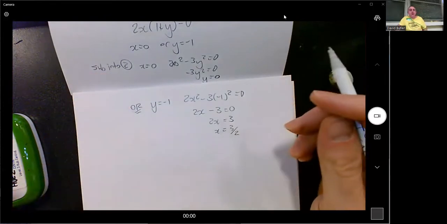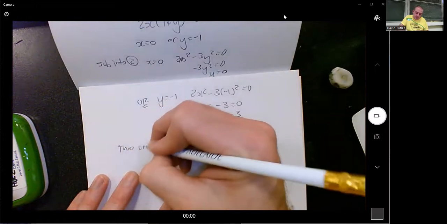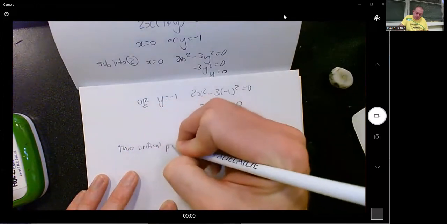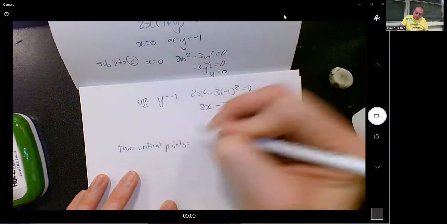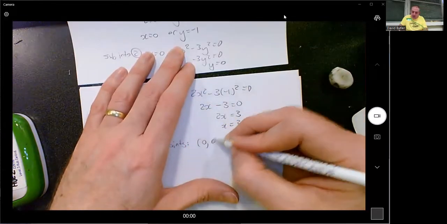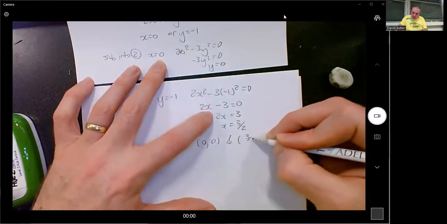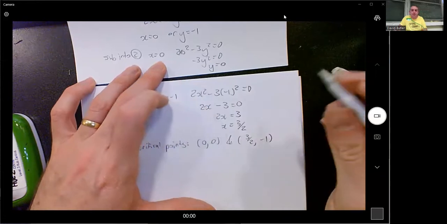And so I get 2 critical points. X is 0, y is 0, that's this one here. And x is 3 on 2, y is -1.